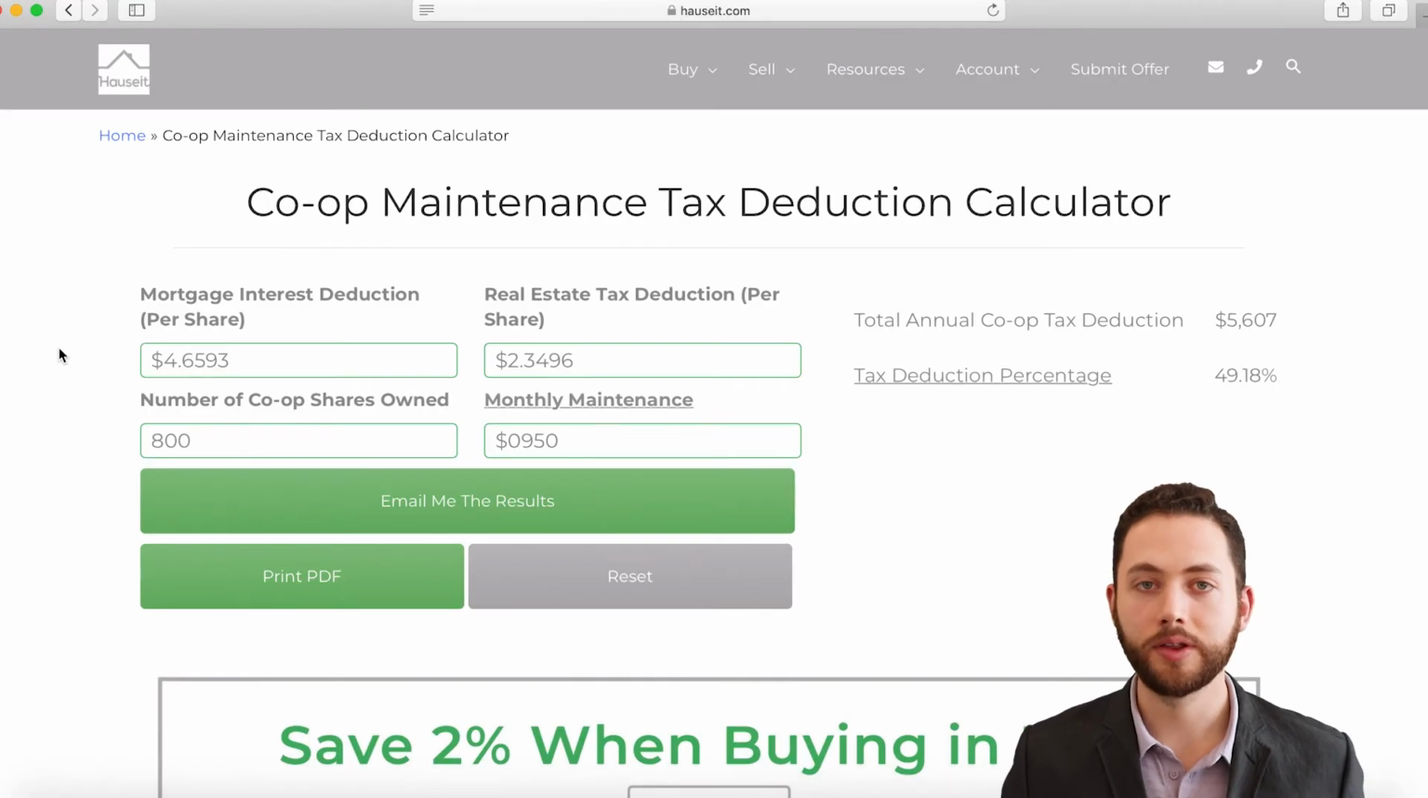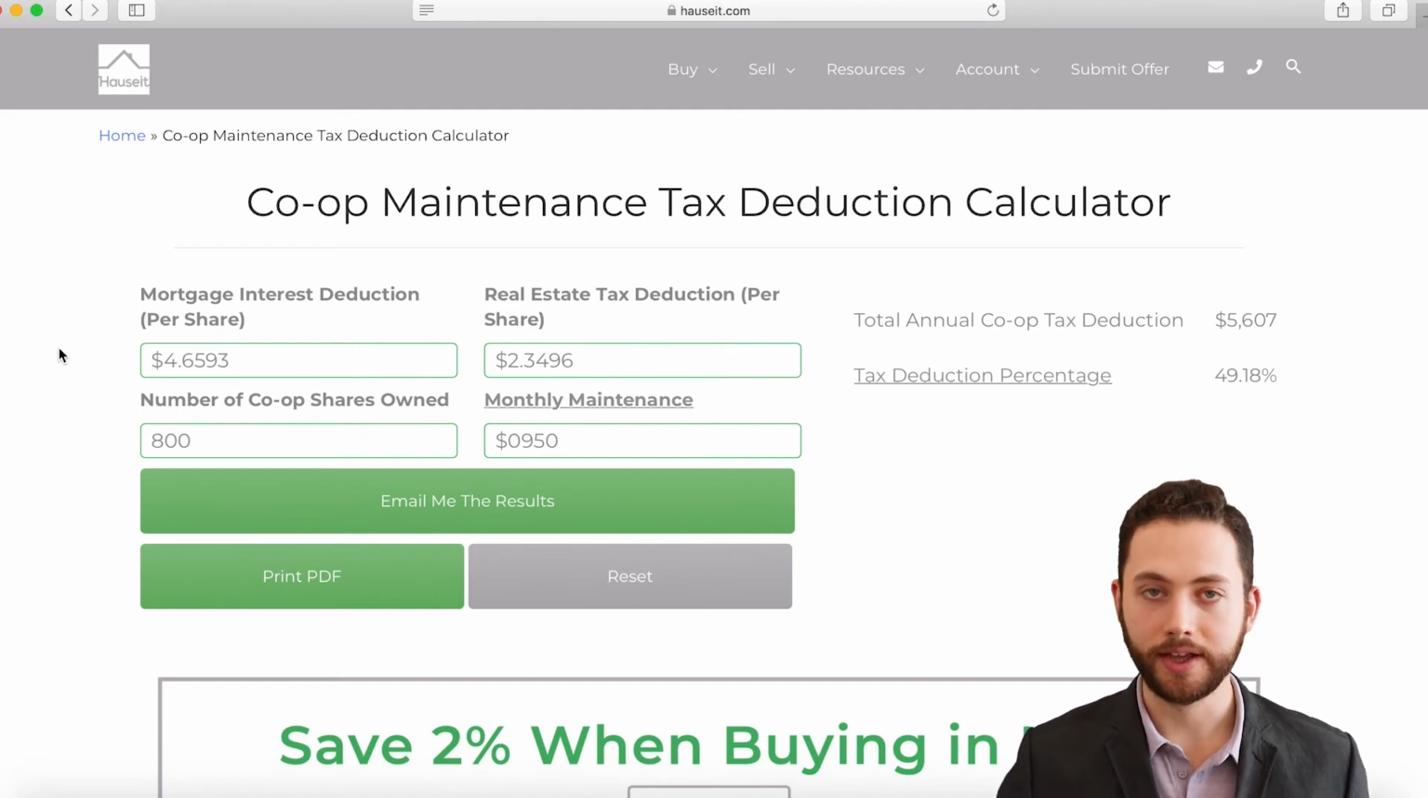So going back to the calculator, it's really all you need to calculate the dollar amount of tax deduction and your percentage of tax deductibility. A couple of notes about the calculator: you can email yourself the results. You can also print a PDF or save it down.